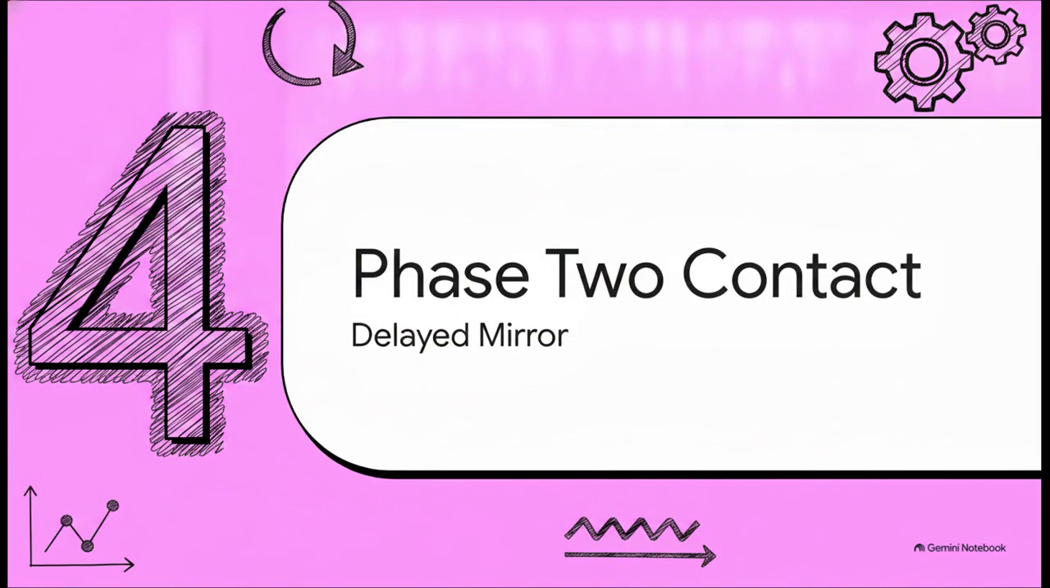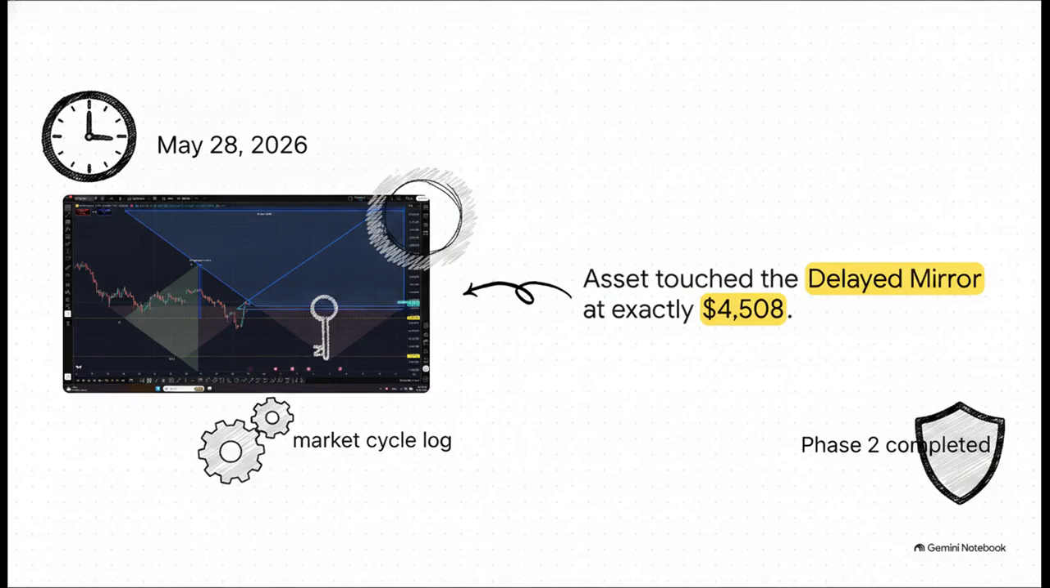Section 4. Phase 2 Mirror Contact. So, on May 28, 2026, the asset touched a delayed mirror. That's the trapezoid left boundary, at exactly $4,508. This visible contact officially completed phase 2.